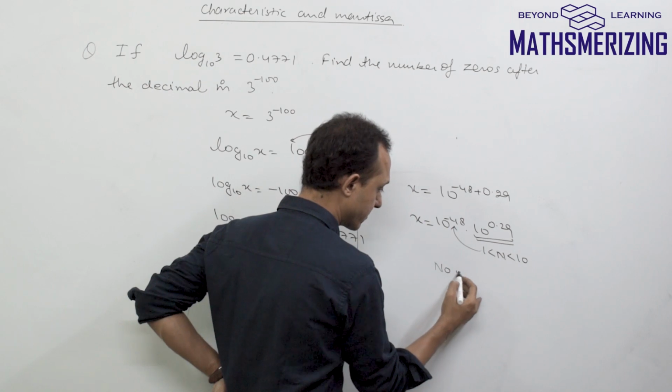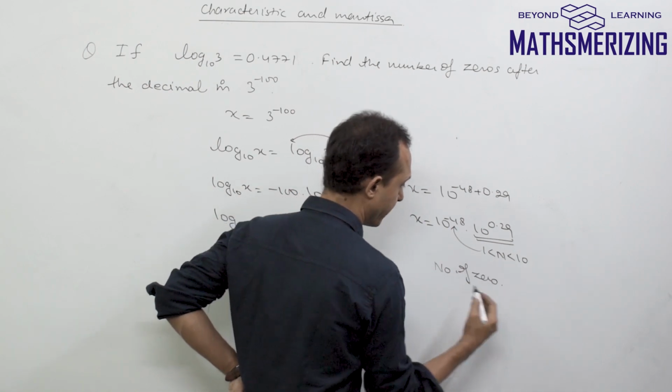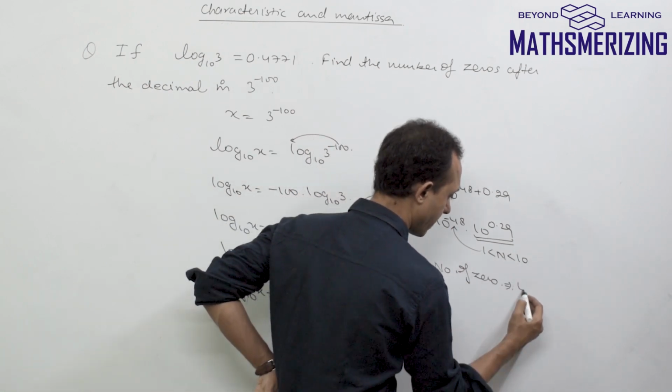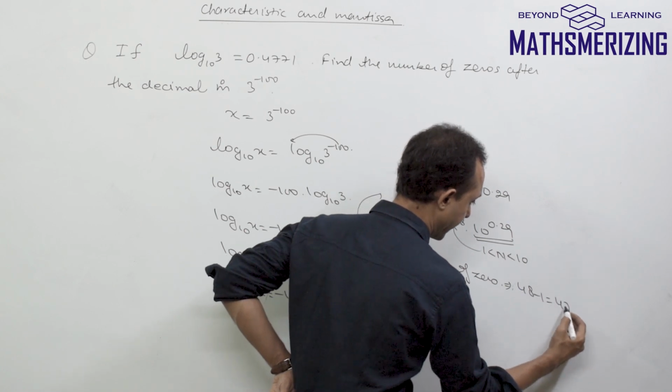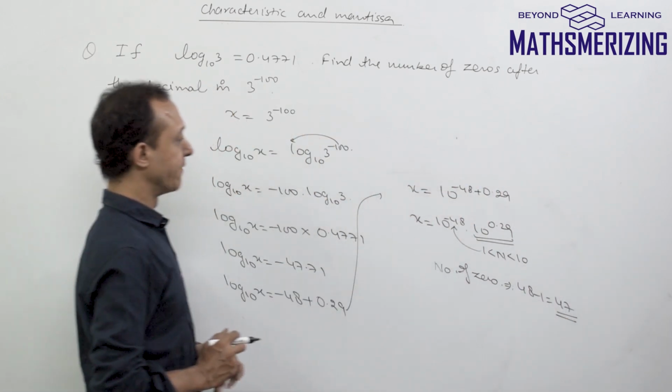So number of zeros after the decimal will be 48 minus 1, and there will be 47.